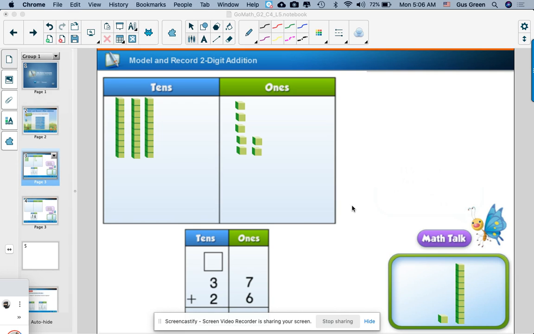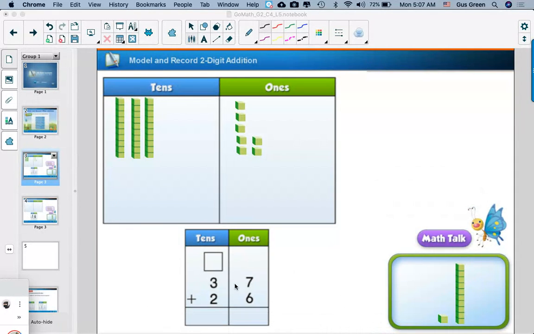I'm going to walk you through a way that we can model and record a two-digit addition. So we're going to look at adding two-digit numbers and really how we're going to handle when the ones add up to more than 9. We talked about it in the last lesson that we're going to have to regroup or take 10 ones and move them into the tens column.